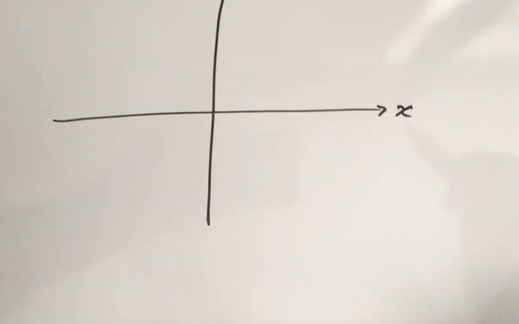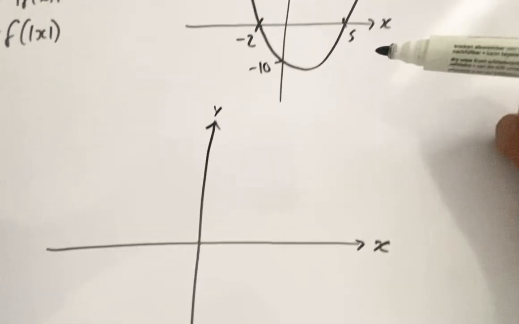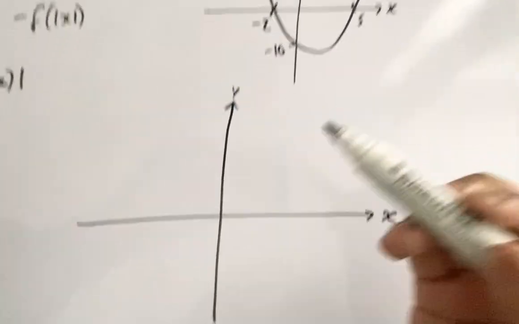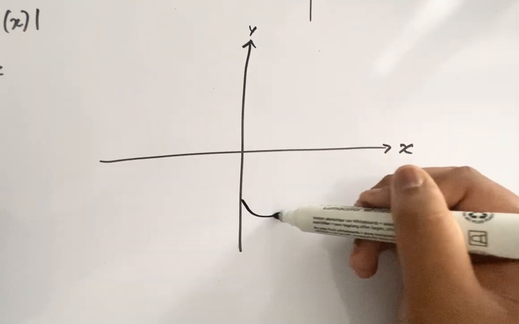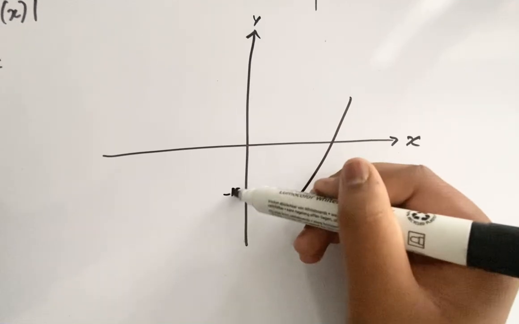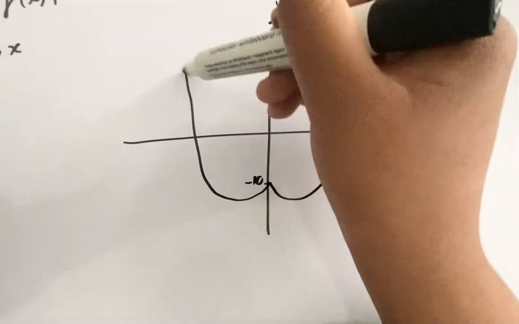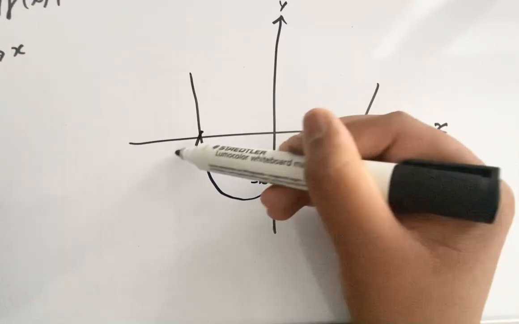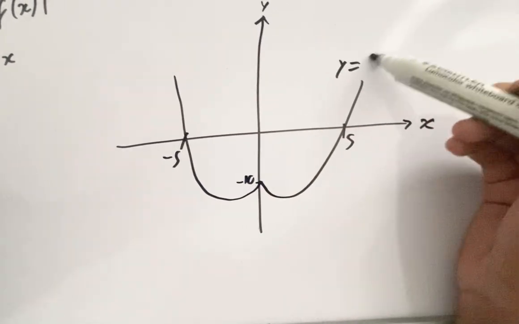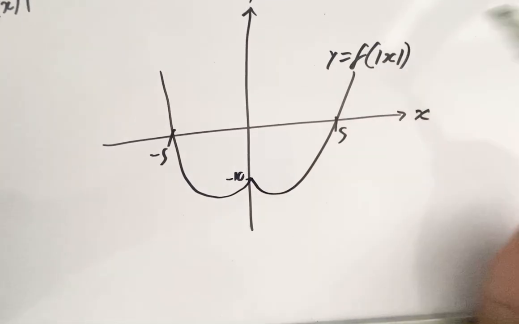For y equals f of the modulus of x, all we do is draw the graph for x bigger than or equal to 0. So it's going to look like that, where this is minus 10. And then all we do is reflect it in the y-axis, so it'll look like this. This is going to be 5, and this is going to be minus 5. This is y equals f of modulus of x.